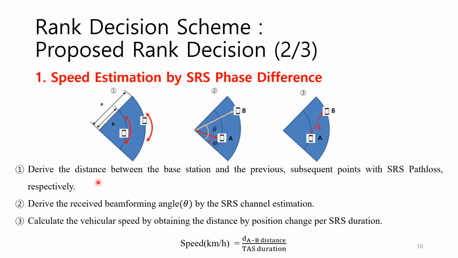The procedure is as follows. First, derive the distance between the base station and the previous and subsequent points with the SRS path loss, respectively, like A and B. Next, derive the received beamforming angle theta by the SRS channel estimation, like theta and phi. And last, calculate the vehicular speed by obtaining the distance from the position change per SRS duration. Speed equals distance over time, so speed equals the A to B distance over the TASC duration. TASC means transmit antenna switching, meaning the SRS duration.